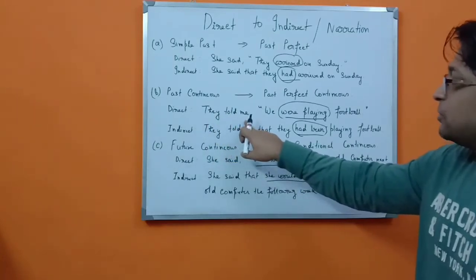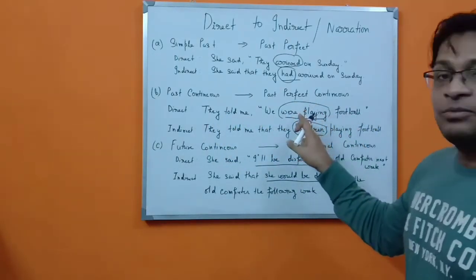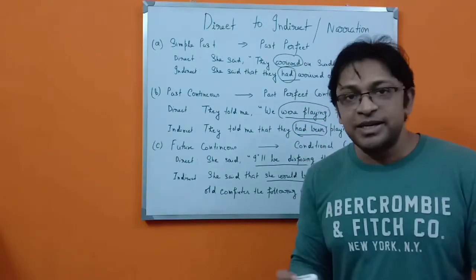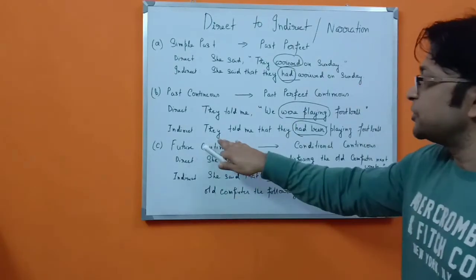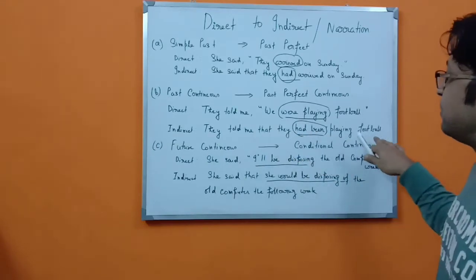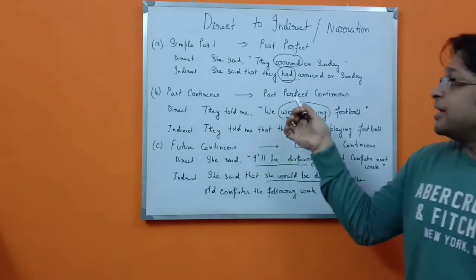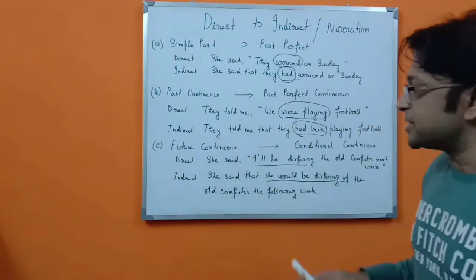For example, they told me we were playing football. See these highlighted words, were playing, that means past continuous tense. Whenever there is past continuous tense in direct sentence, how are you going to change it? You are going to change it like this. They told me that they had been playing football, because past continuous tense is going to change into past perfect continuous tense. So be very careful about these things.